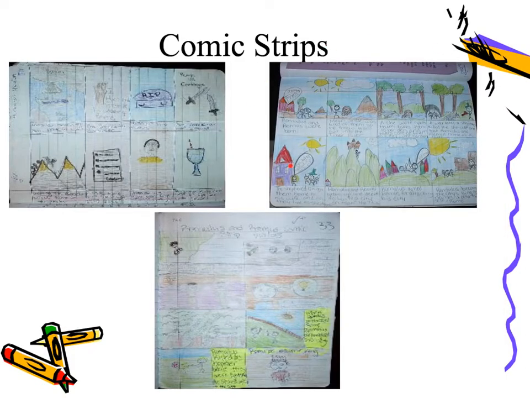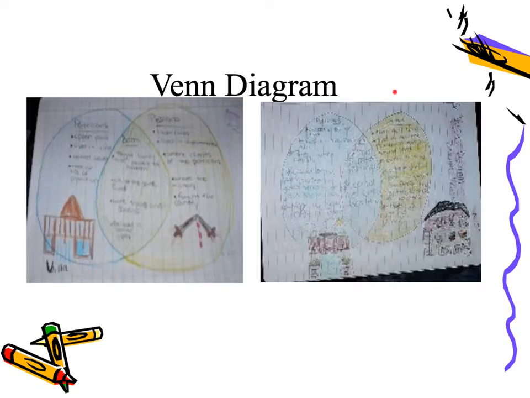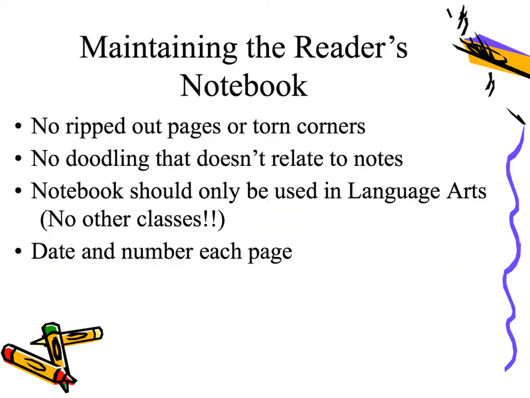We'll also use comic strips. I love doing that. And again, you don't have to be Picasso. We have a lot of stick figures drawing in here, but we'll use comic strips to help us make sense of what we read. We'll also use Venn diagrams and perhaps even triple Venn diagrams, and then color them in so that we can see the separation and also the crossover between the two.